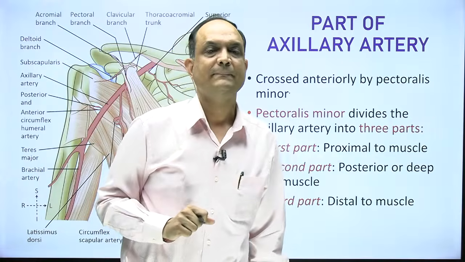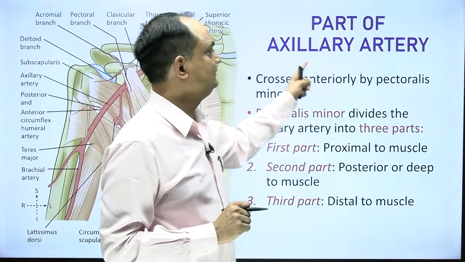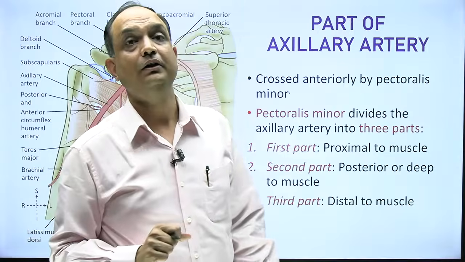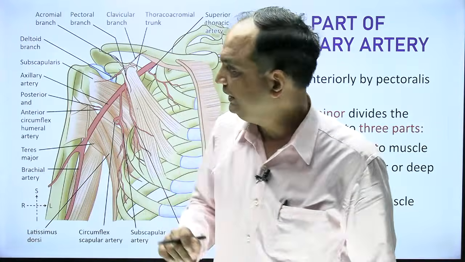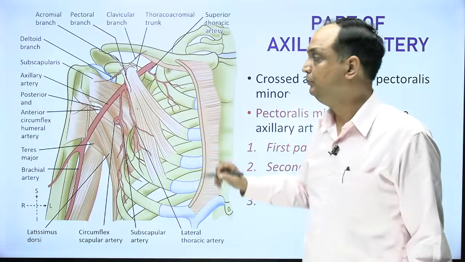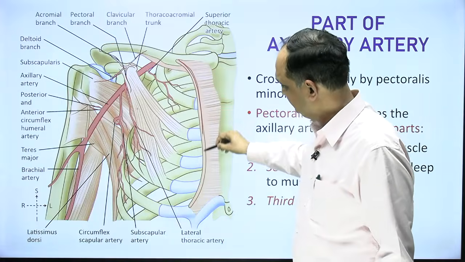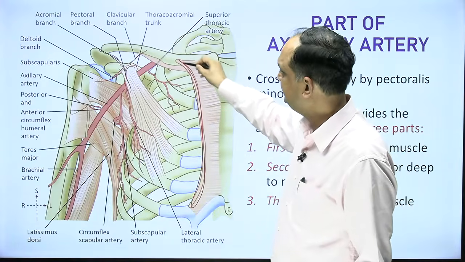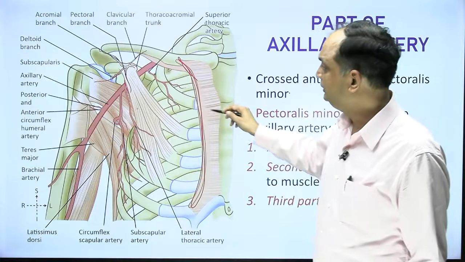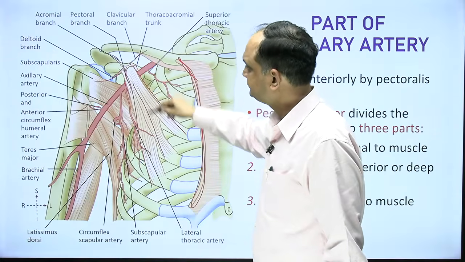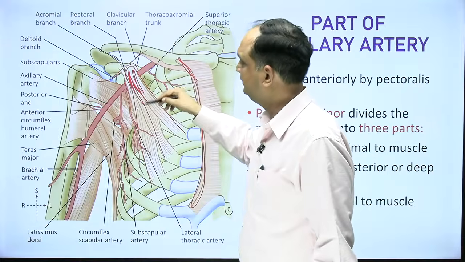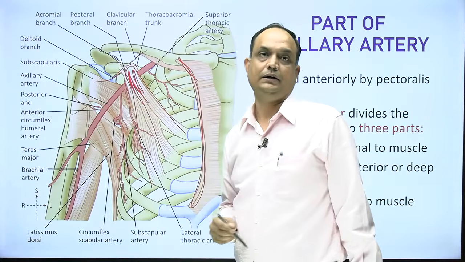Okay. So this axillary artery is divided into three parts by a muscle known as pectoralis minor. When you do the dissection and remove the pectoralis major muscle, you can see the cut section of pectoralis major, and below that you are going to see the pectoralis minor muscle. Now this pectoralis minor is superficial to the artery.